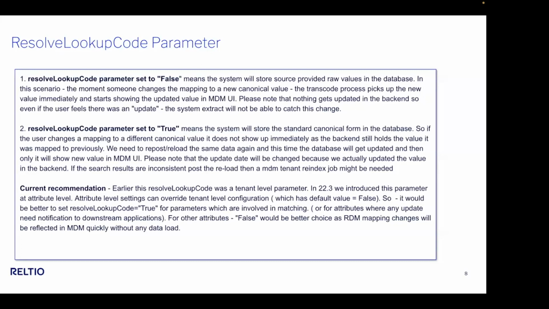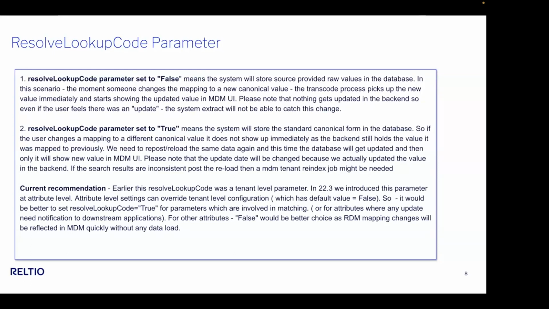So depending on that parameter for that attribute, address type or whatever it is, it will be stored either as a B, which is the source raw value, or as a business, which is the canonical value. Now, what are the implications of it? If you have it false, that means you are having a source raw value. One good part is you are not losing the original value coming from the source, which is helpful in terms of auditing and all that.